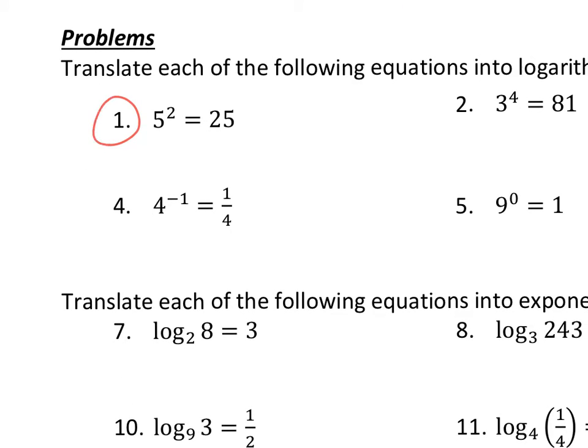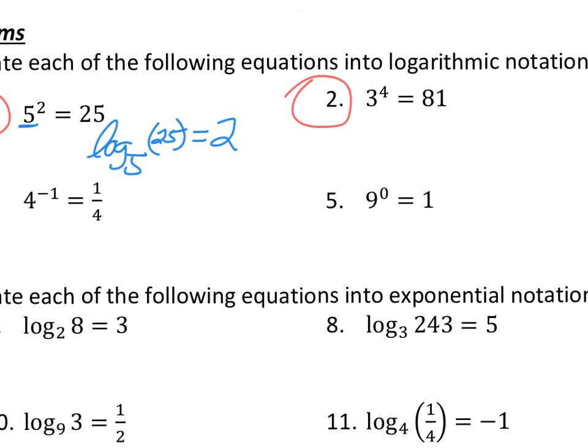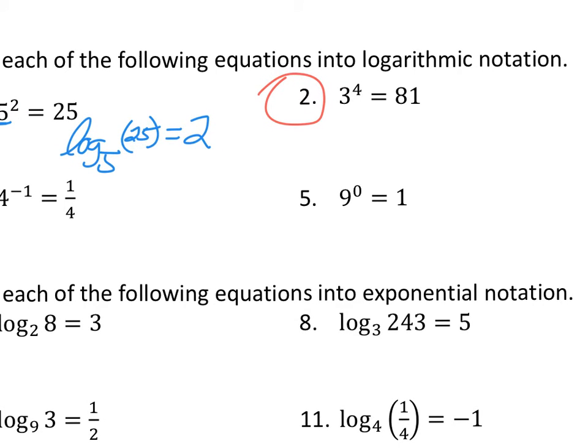Go ahead and do number 1 and number 2. Pause the video and come back. Can you convert each of those? Remember, the base of this term becomes the base of the logarithm, so your log base 5 of something is equal to what that exponent was, and what it was equal to is what goes inside the logarithm. For the other side, you can put it back again, so you have log base 3 of something is equal to 4, and that something is going to be what's on the other side.